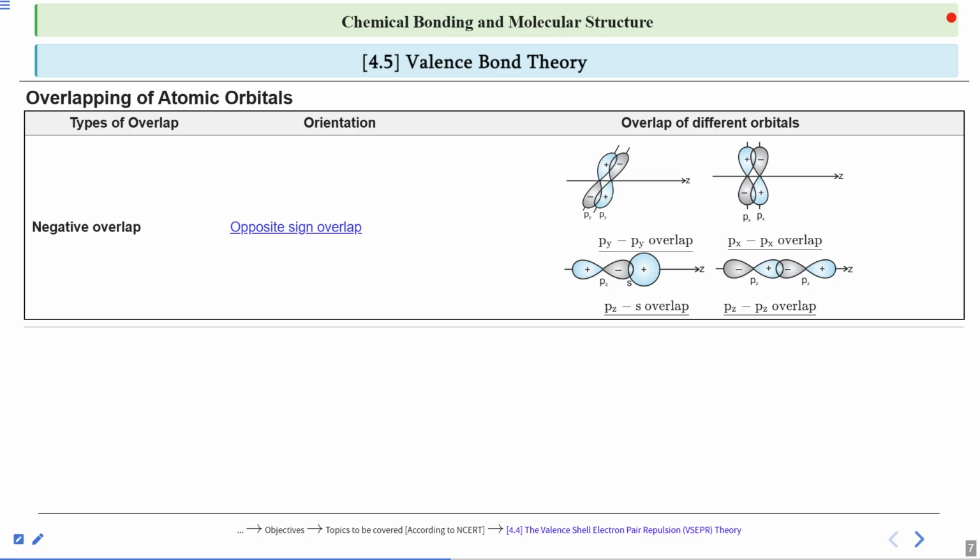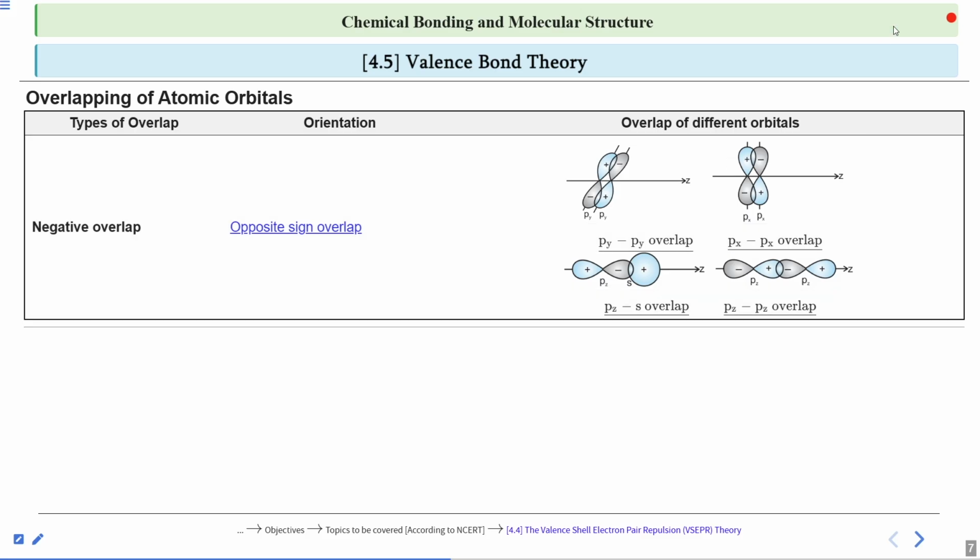Now you can see one thing very clearly, that your PZ orbital is only doing the different kind of interference, or you can say different kind of merging. Why? Because your atoms are approaching through the Z axis. If you look here, your 2 atoms are combining through the Z axis. And that is the reason we are only getting a different kind of overlap for the PZ orbital. So this is very important to understand.